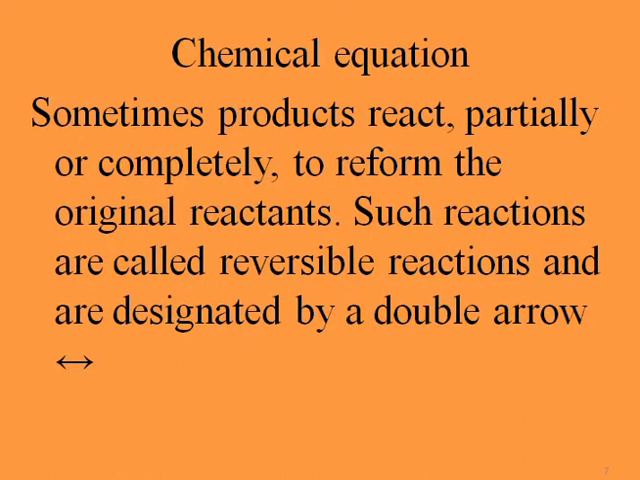Sometimes products react partially or completely to form their original reactants. In this case, we call it a reversible reaction. Such reactions are called reversible reactions and are designated by a double arrow. So when we have a double arrow, it means that we are dealing with a reversible reaction. It means that some of the products start reacting or decomposing to produce some of the reactants. So the reaction occurs in both ways.